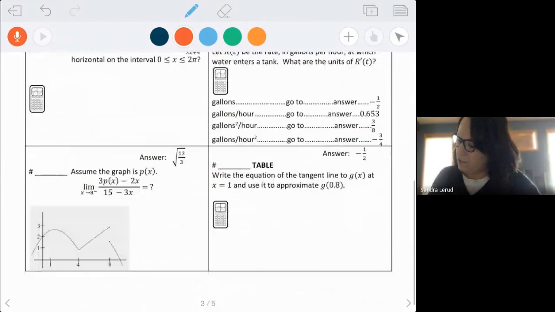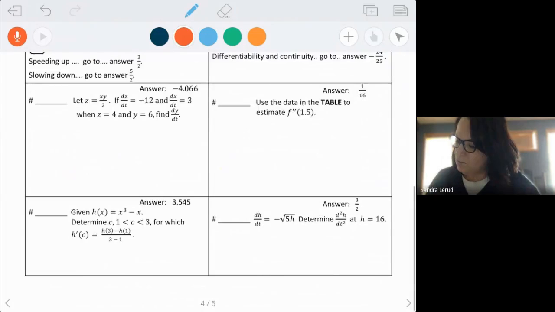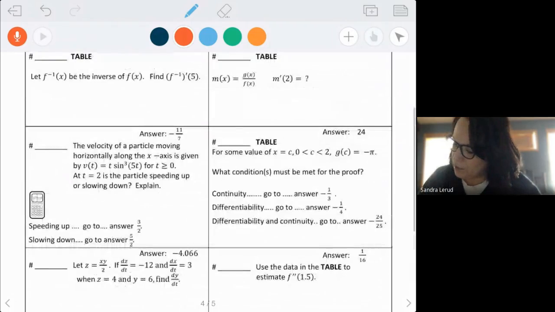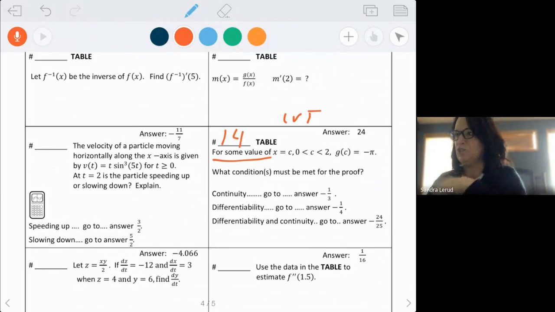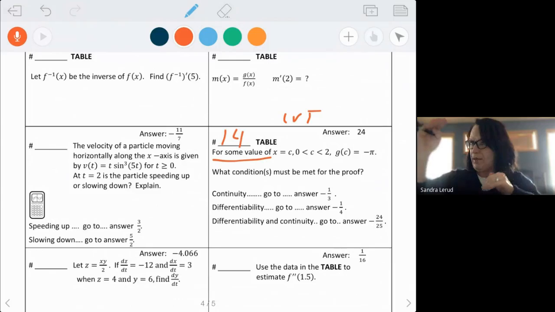24 is going to lead me to problem 14. There it is. For some value, hello existence theorem, we have 3 of them. We have the IVT from chapter 1. If a function's continuous on a closed interval, then it has to pass through all y values on its way, like from -2 to 7. It's got to go through 3 at least once.